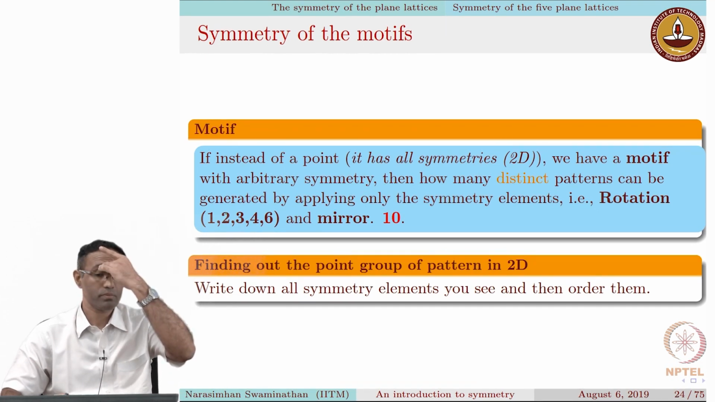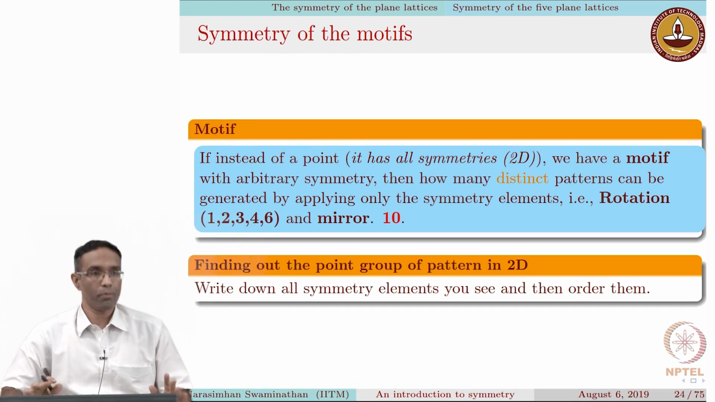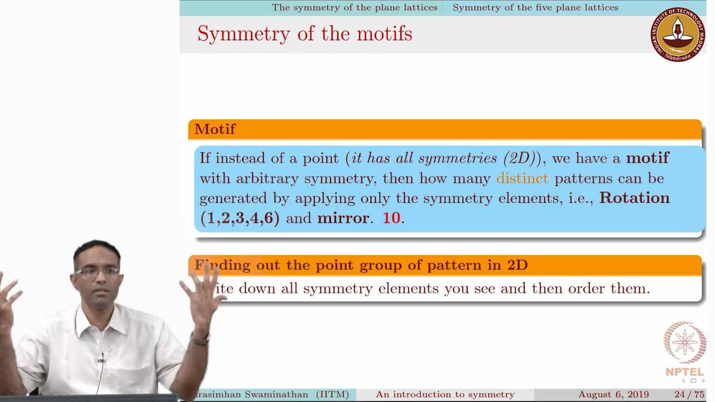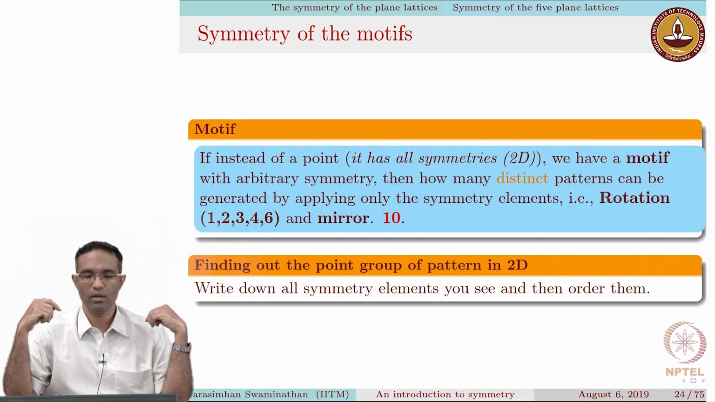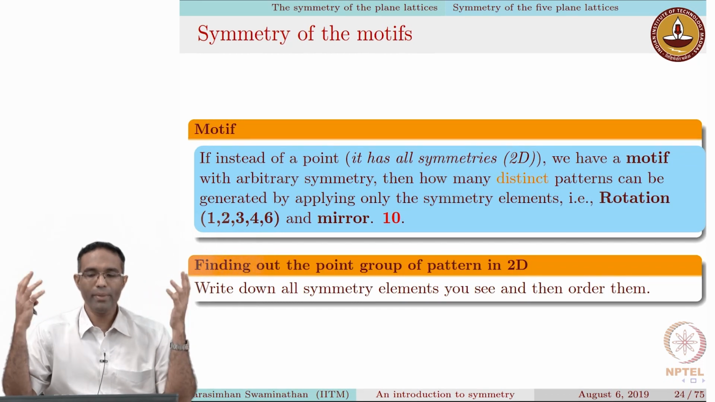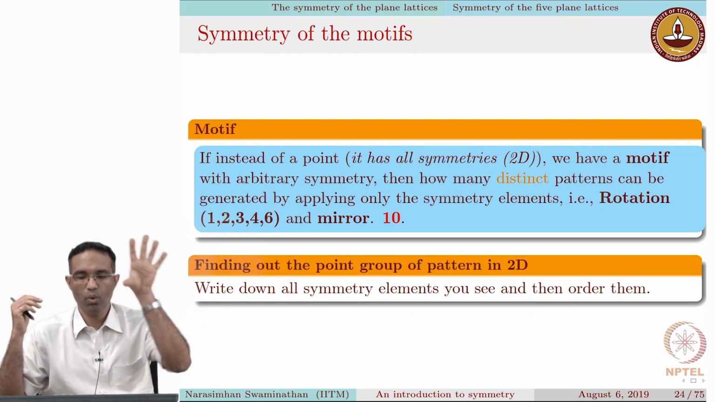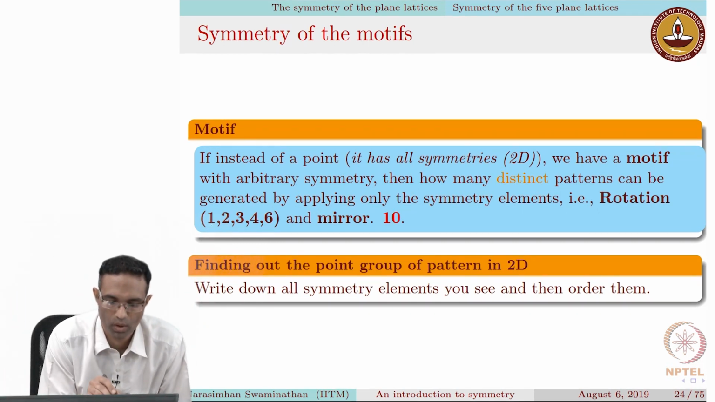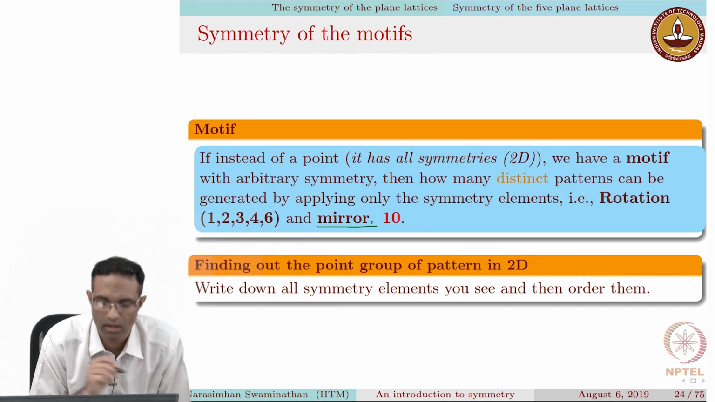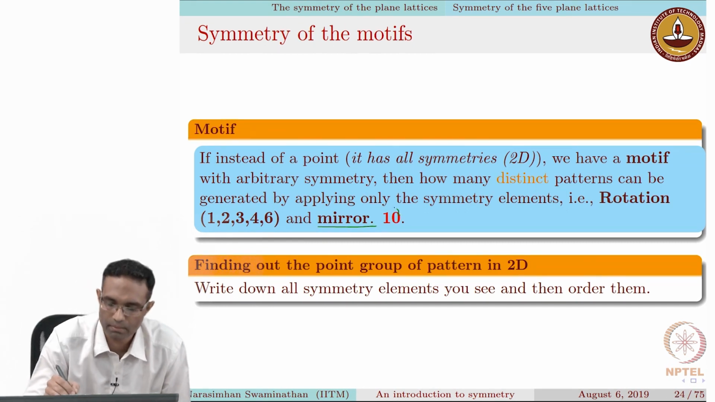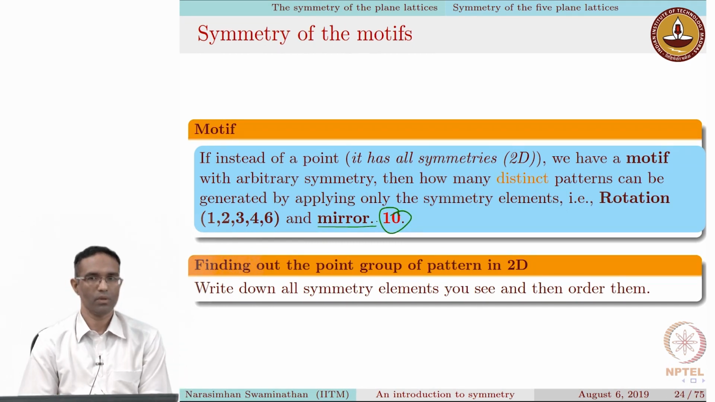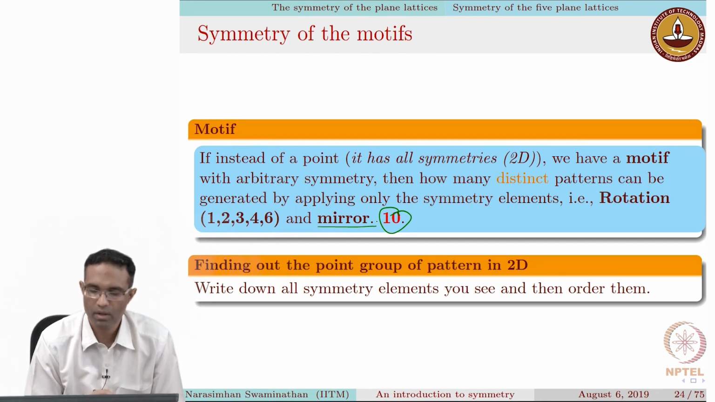So now, instead of a point at the Bravais lattice, I have a motif with some arbitrary symmetry. Then how many distinct patterns can actually be generated by applying only the symmetry elements, that is the rotation 1, 2, 3, 4, 6 and the mirror? So it happens that it's 10.